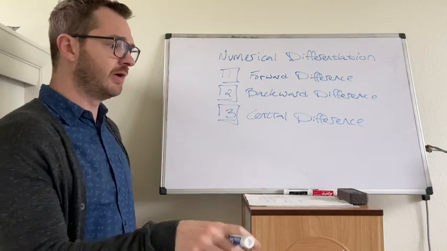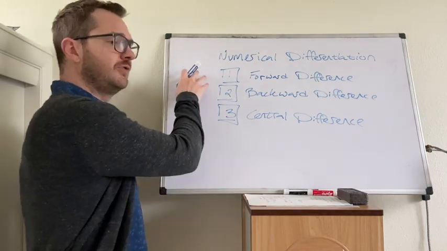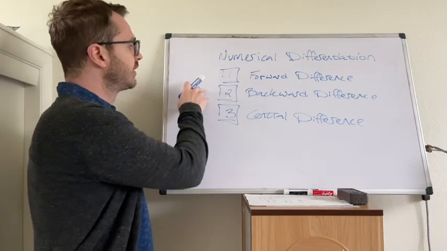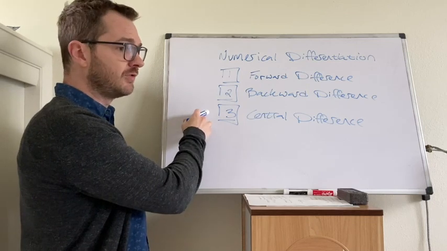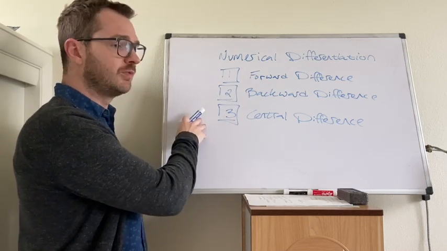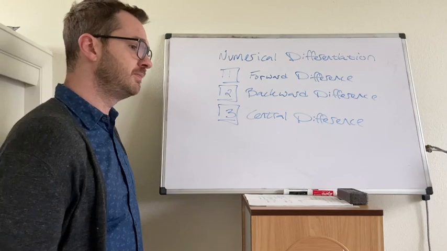So here's how we want to start. Let's start by introducing this topic of numerical differentiation. Then we're going to go through these 3 methods. The best method is the central difference. So we're going to finish with the pseudocode for the central difference method.